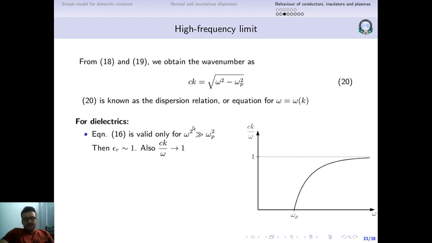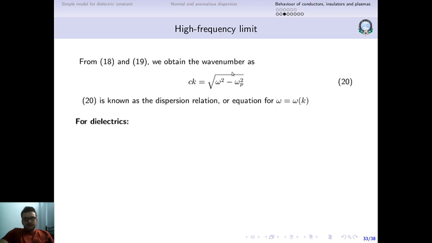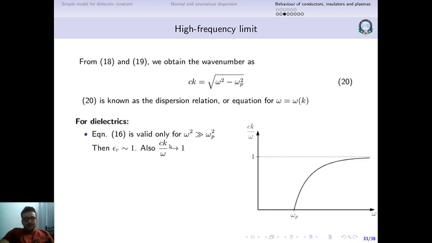Here epsilon r will be approximately equal to 1, because omega is far greater than omega p, so this term will be approximately 0, and epsilon r is almost equal to 1. Also ck by omega will be tending towards 1.